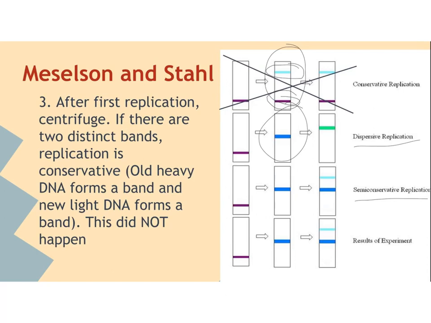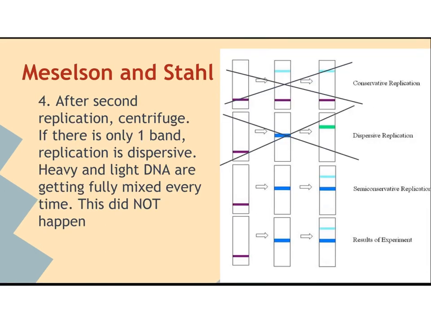So they let the DNA replicate one more time. After the second replication, if the semi-conservative model was correct, they expected to now see two bands. And if the dispersive model was correct, they expected to still just see one band because the DNA was all old and new, just evenly mixed. And what they did see was two bands. So this showed them that the semi-conservative model was correct.